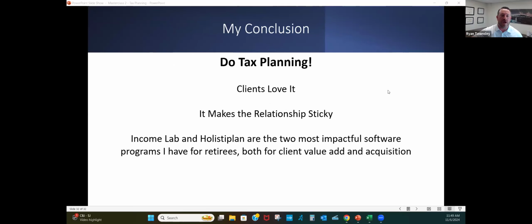So here's my conclusion. Do tax planning, right? Just do it. If you want to differentiate yourself and not just be an investment manager or a financial planner, I mean, those things are great, but adding tax planning to it really does include a whole other level of complexity. Clients love it. It makes the relationship very sticky, right? If I'm not only managing their investments, I'm also calculating their retirement income, and I'm also doing all the withholdings, everything, all the tax calculations for them. If they're going to sell some stock, I'm telling them what they need to pay in capital gains. I'm helping them make the estimated payments, right? All these things just make for a very high service and high retention type of firm.